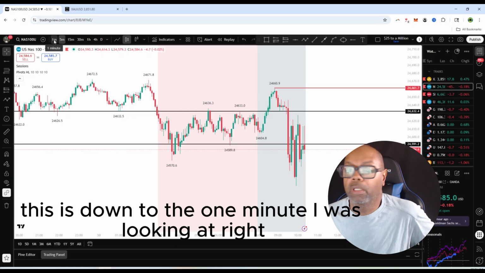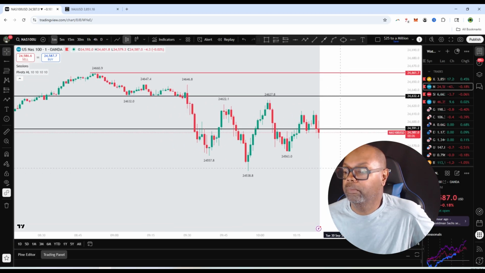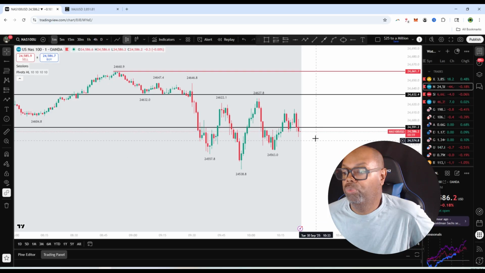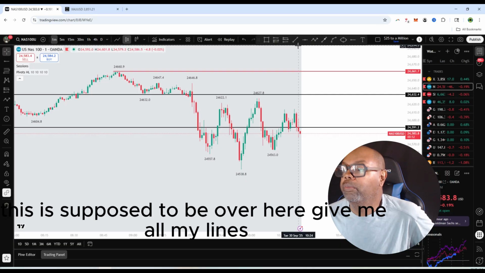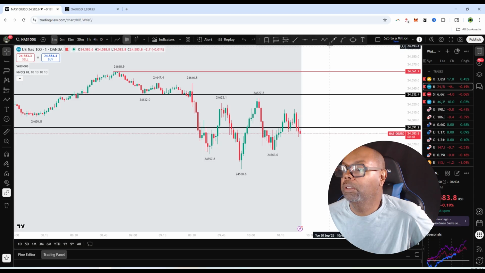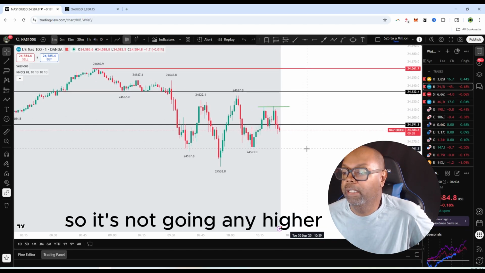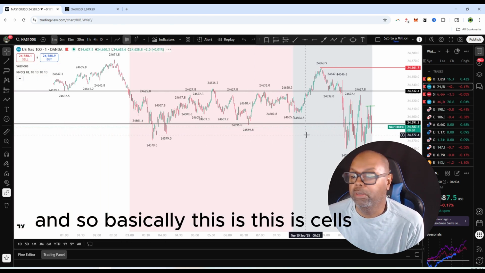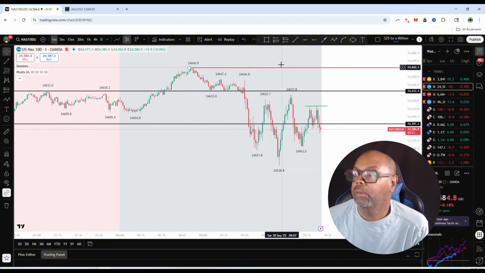Oops, it's down to 1 minute. That's what I was looking at right now. 1 minute. You got equal highs. Is this supposed to be on my lines? Okay, there we go. And that. Okay, yeah, that looks good. All right, so we got equal highs right here. So it's not going any higher. And so basically this is sells. This is sells right here. This is sells.